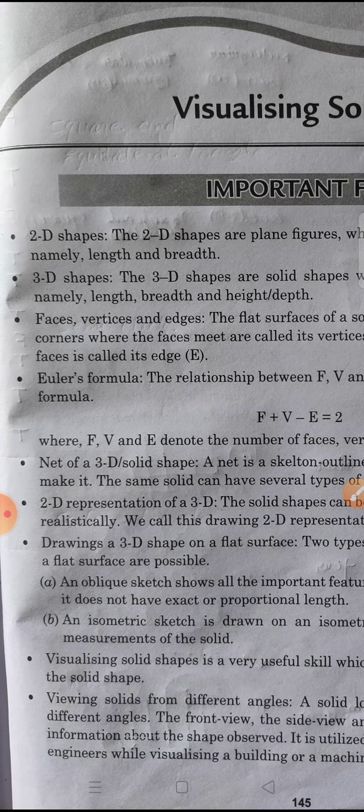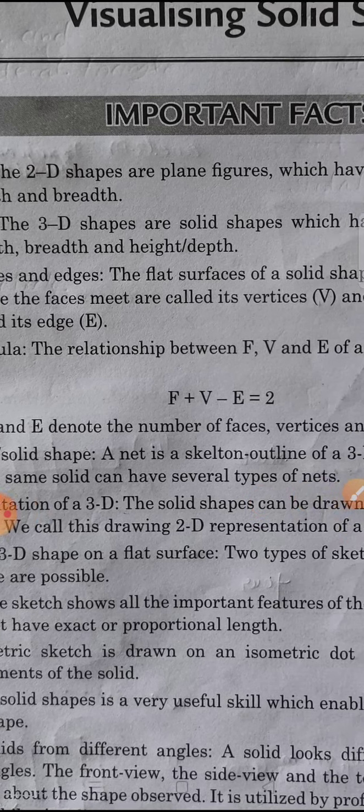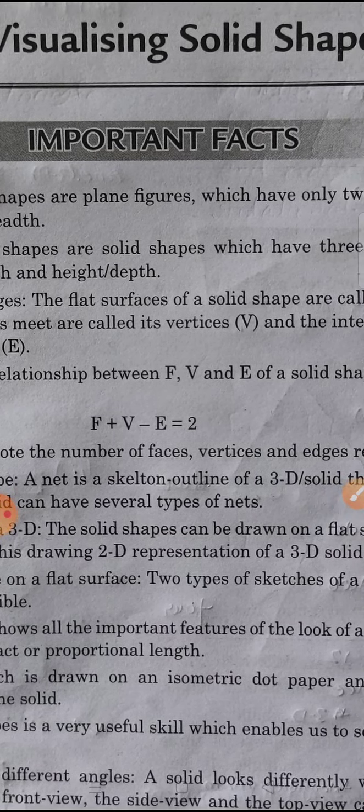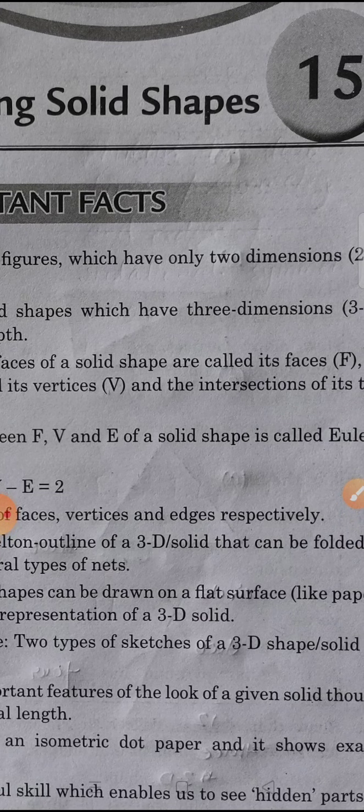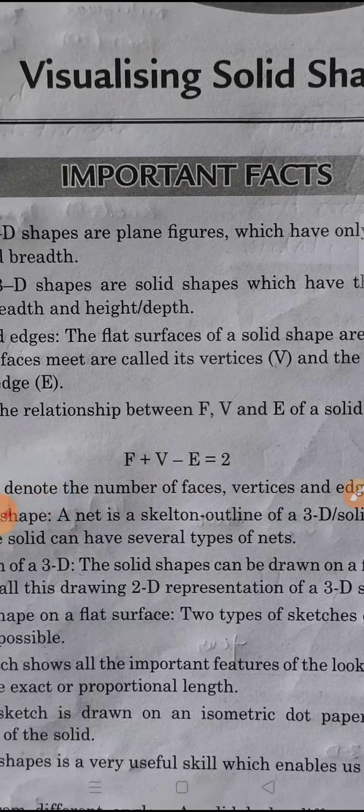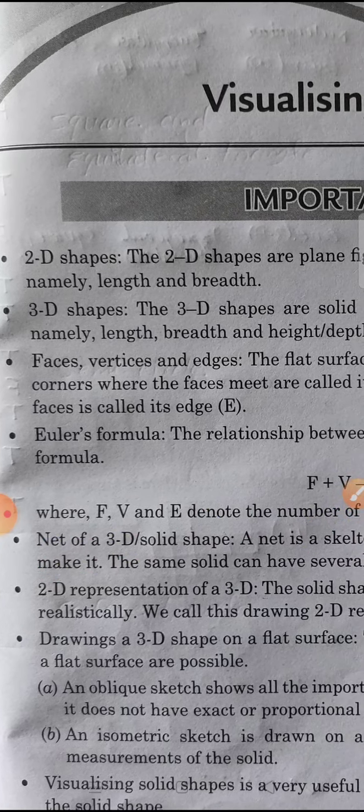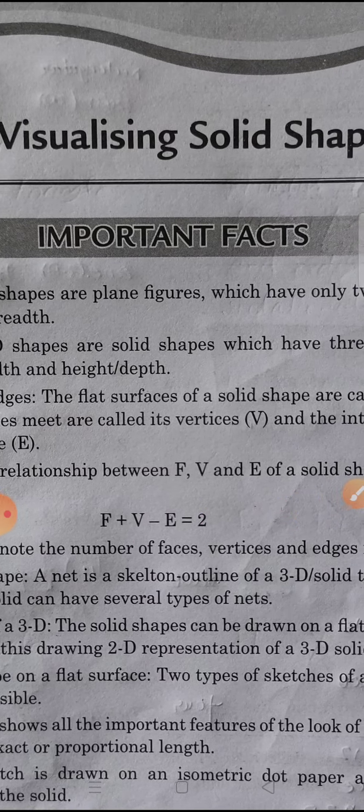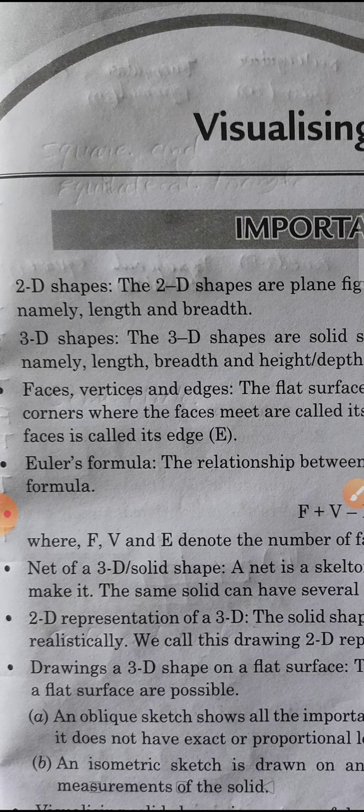Net of a 3D solid shape. A net is a skeleton outline of a 3D solid shape that can be folded to make it. The same solid can have several types of nets. So we can define all 3D shapes with the net. So we can make the structure with the help of a given net.